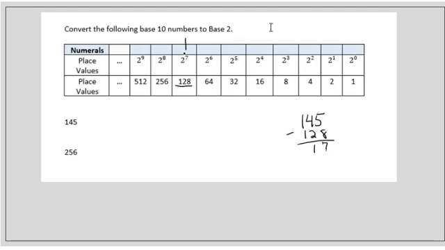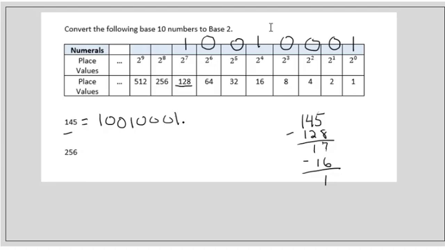So now I'm going to go back to here and start working my way down. I can't get a 64 in there, so none of those. And you've got to protect the place value. 32, none of those. 16, yes, I can get one 16 in there. Put my 16 there, subtract it. Now I only have one left to deal with. So there's going to be no 8s, no 4s, no 2s, and one 1. So 145 in base 10 is the same thing as 10010001 in base 2.